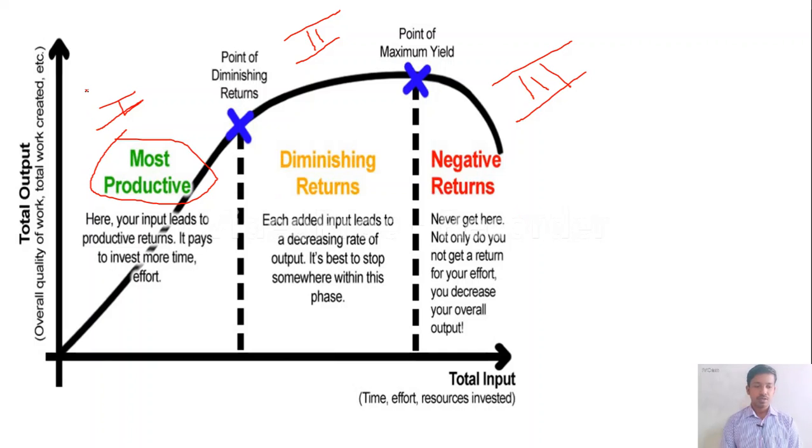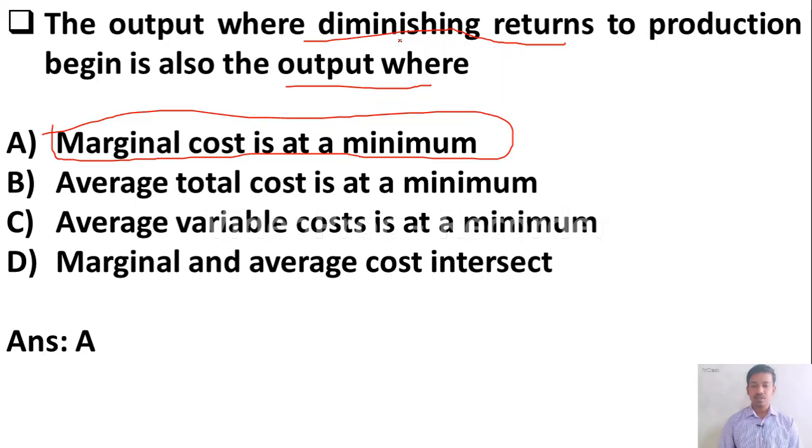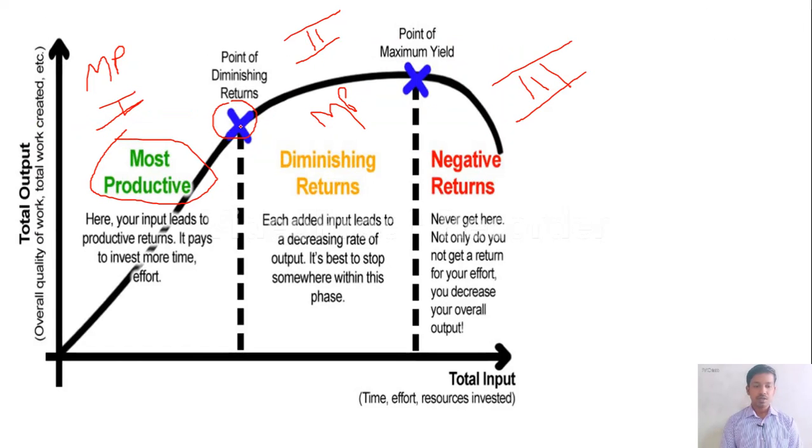Yes, in the first stage the marginal product is positive, which means it is decreasing. Here also, MP will reach 0, and here MP will become negative. This point, yes, in the question it is where the diminishing returns to production start. From this point diminishing returns to production will start, and at this point the marginal cost will be minimum. At this point MC is equal to minimum.